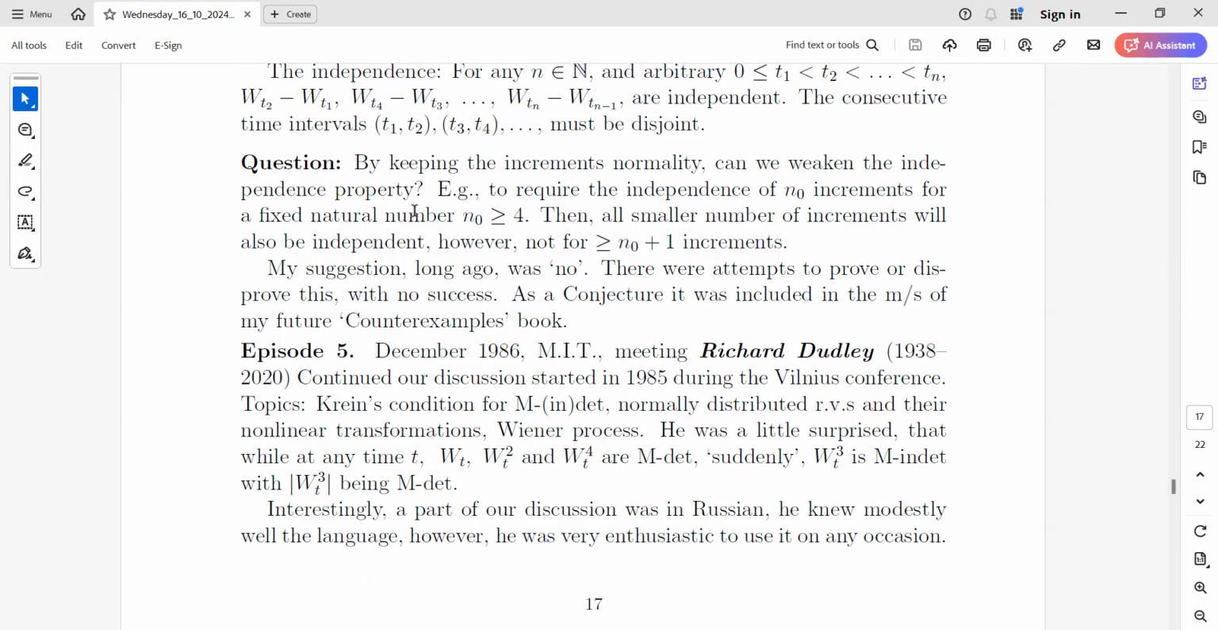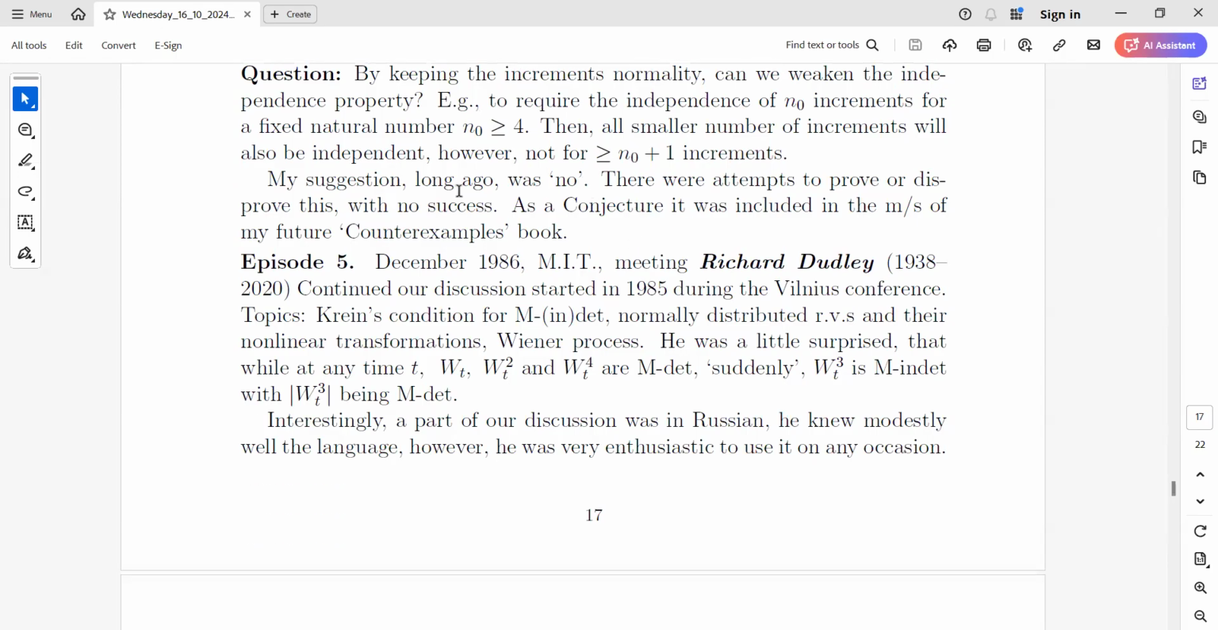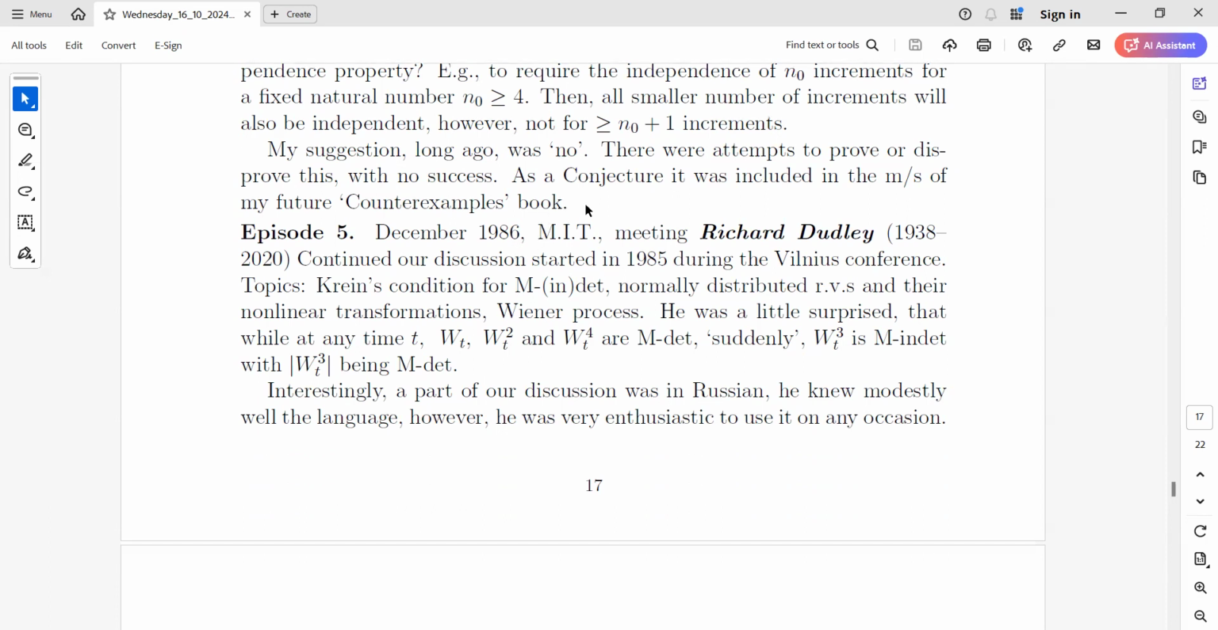We keep the normality of the increments, but we want to require the independence only for a finite number of increments. We don't know what will happen for a larger one. Maybe they will be dependent. And so my conjecture and my belief was that the answer is no, it cannot be done. And I included this as a conjecture in the very first edition of my book.